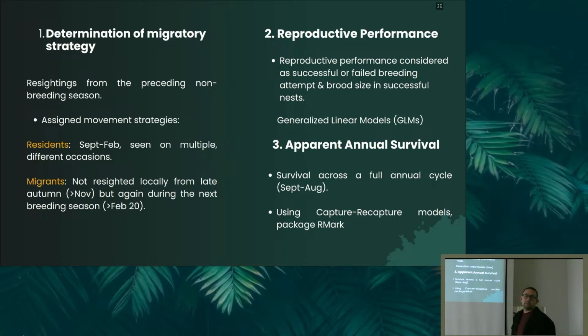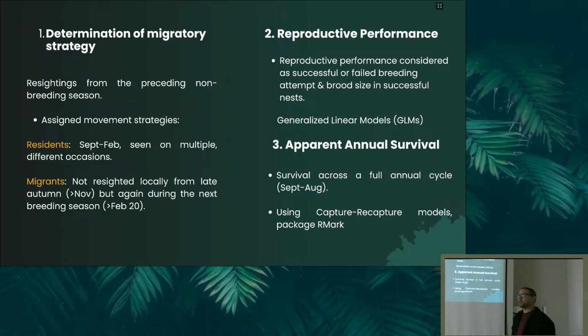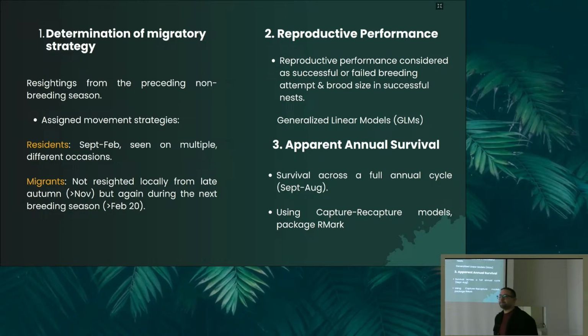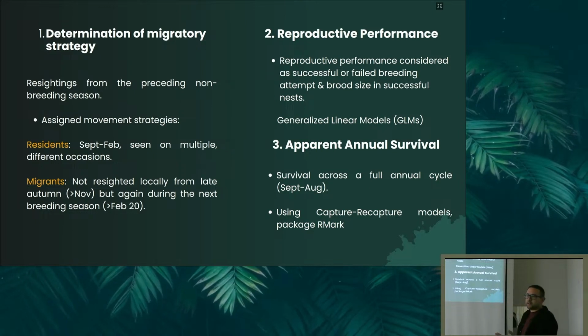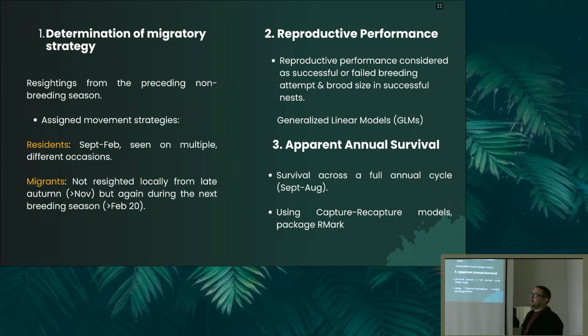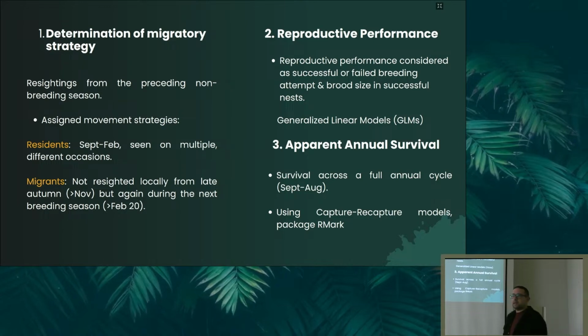No, we've never done that. Although we could try to see. Yeah, we could try checking out the database, right? Since all the chicks from those breeding attempts get rings, I could check if we have enough data to determine the migratory strategy of those chicks. But we've never analyzed that yet. Yeah, I will take a look. That's also interesting, I think.